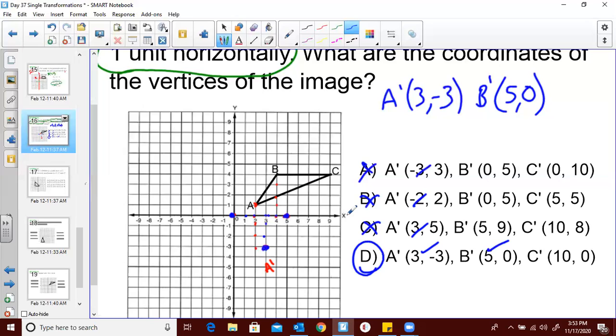All right, and then if you wanted to, C would end up here. And you can see that we have the exact same shape. It is just down and slightly to the right.